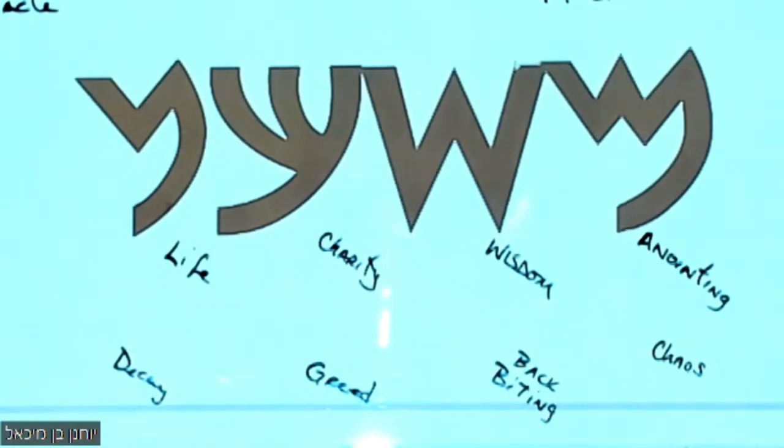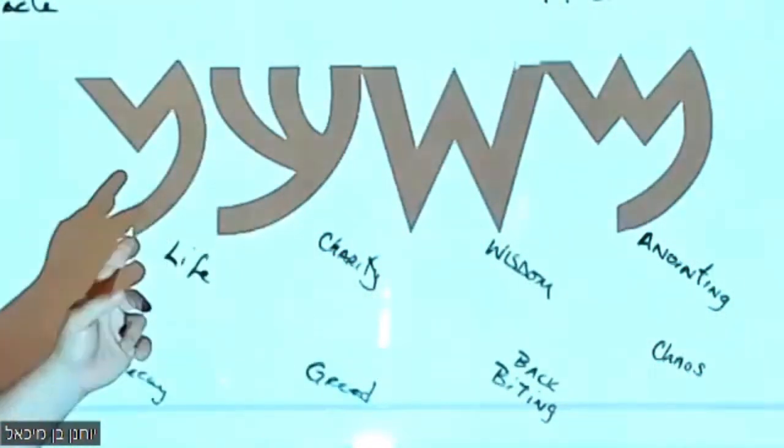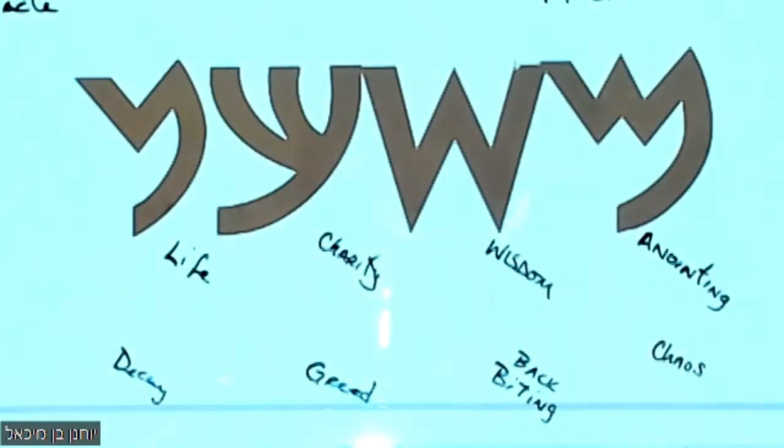He said, look, these guys, I can't deal with them anymore. And he went to the door, and he went to the threshold, and he went to the courtyard, and he went to the mountaintop, and he was gone. So when Yahweh was in charge, when he was running it, it was a place of anointing, wisdom, charity, and life. But look, once man took over, look what it became. It became a place of chaos and backbiting, a place of greed, and a place of decay.